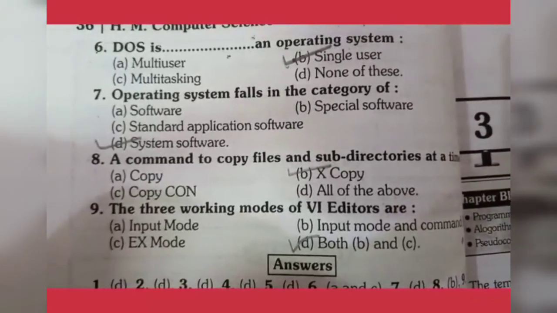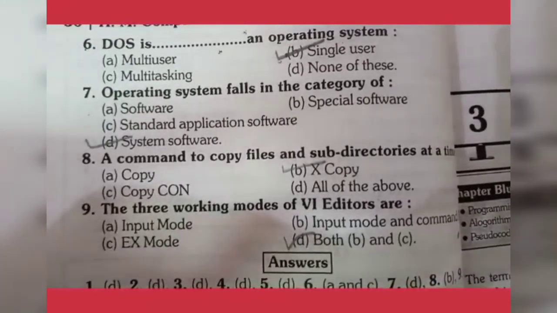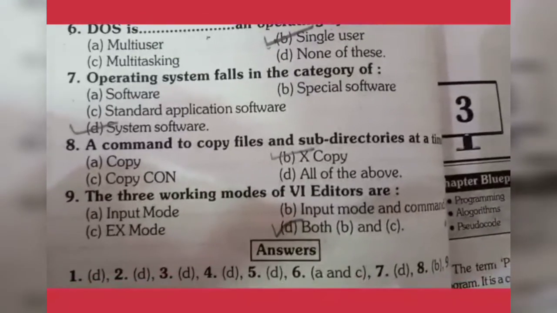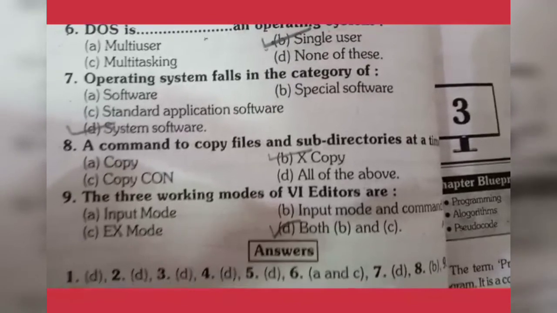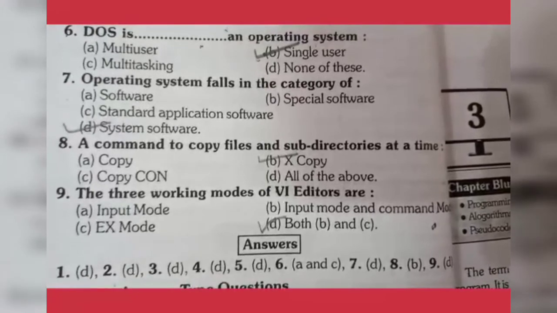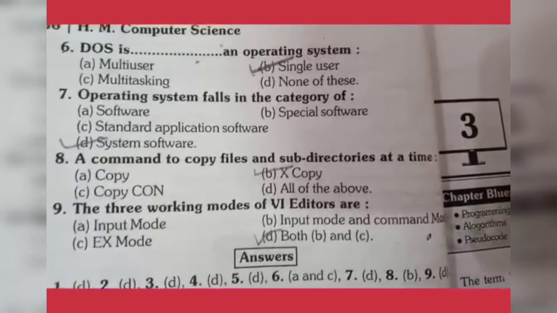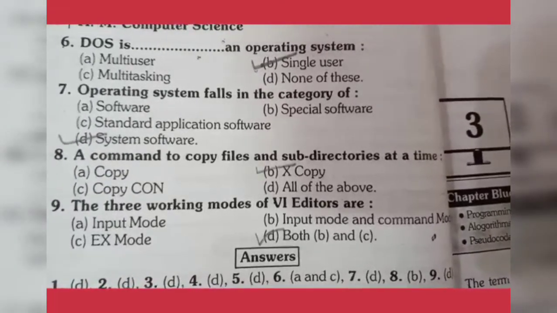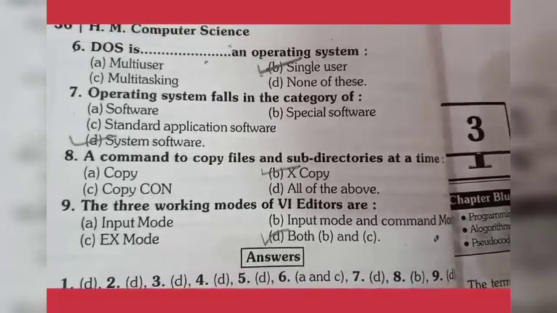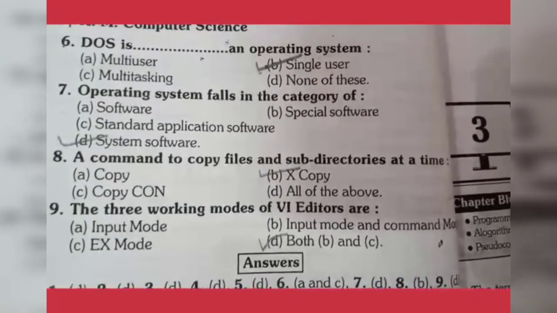Operating system falls in category of system software. As you all know, operating system is the example of system software, so the answer is system software. A command to copy files and subdirectories at a time is xcopy. The three working modes of VI editors are input mode and command mode and EX mode. So the answer is both B and C.